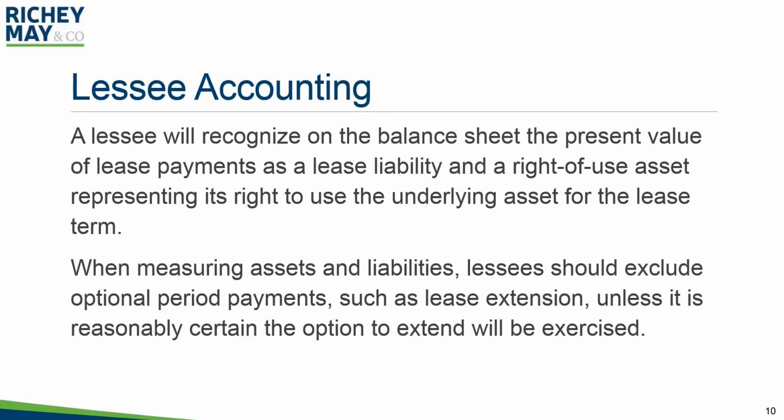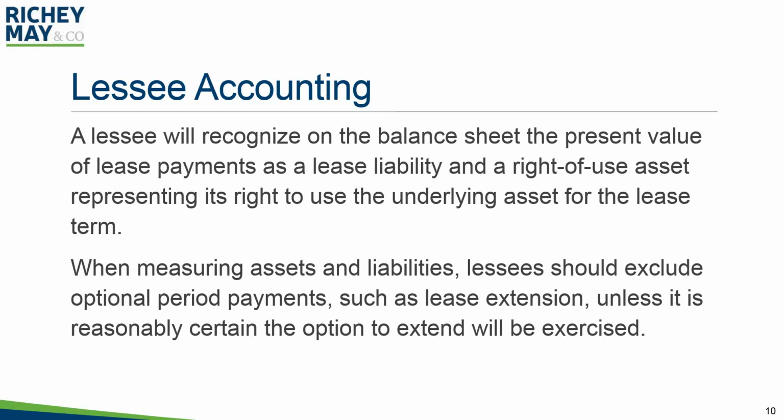So the biggest thing under lessee accounting is that previously all of your leases were off balance sheet. You have your deferred rent if you have any escalating rent clauses or free monthly rent payments, something like that. But now all of your leases are going to go onto your balance sheet. So a lessee will recognize on the balance sheet the present value of lease payments as a lease liability and a right of use asset. And that right of use asset is going to represent the right to use that underlying asset for the lease term.